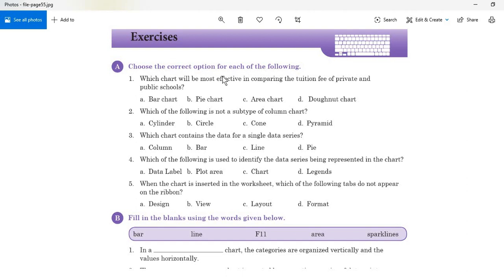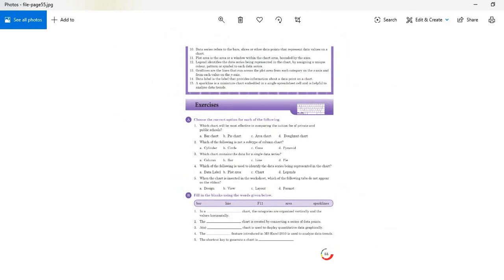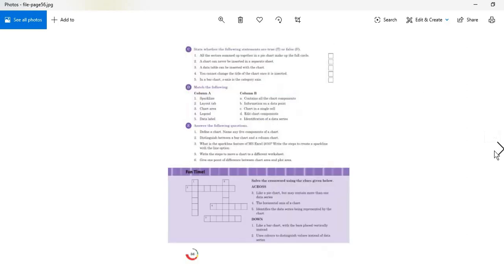For example, which chart will be the most effective in comparing tuition fee for private and public school? If it's bar chart, if it's pie chart, whatever. If the answer is bar chart, you will write the answer bar chart. In this case you don't have to write the hints; you will just complete it and write it in full sentence, no short answers, because I'm not going to check it otherwise. It's better that everything should be there. Once the school reopens, I will check every single thing in your copy.